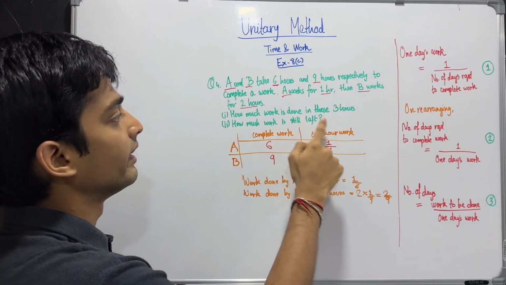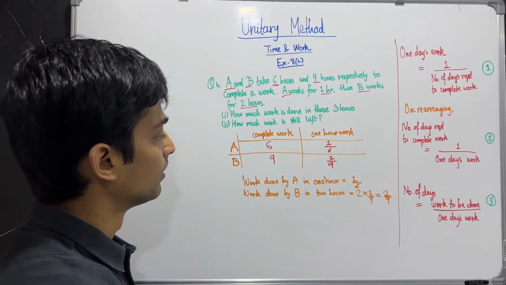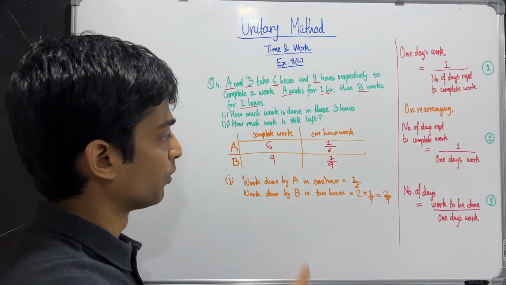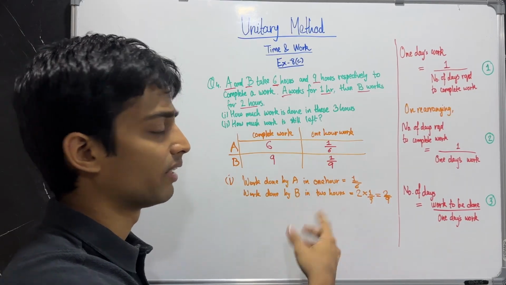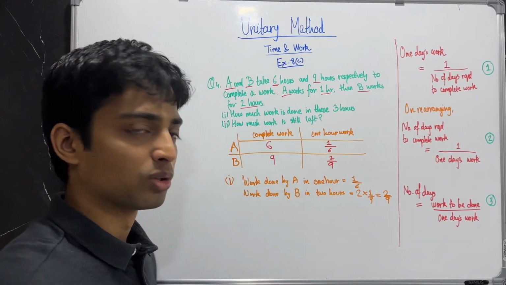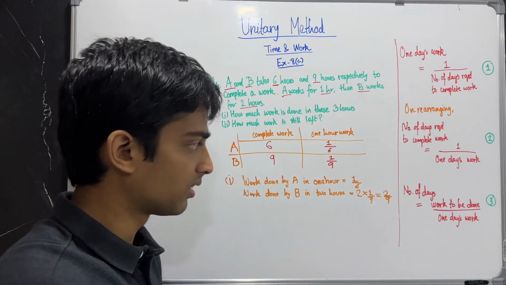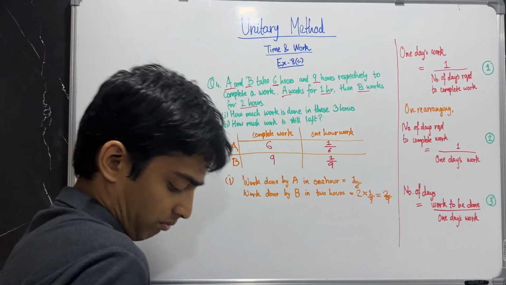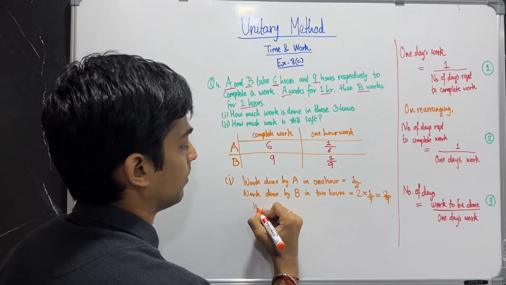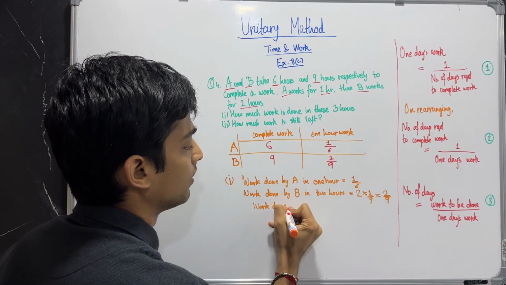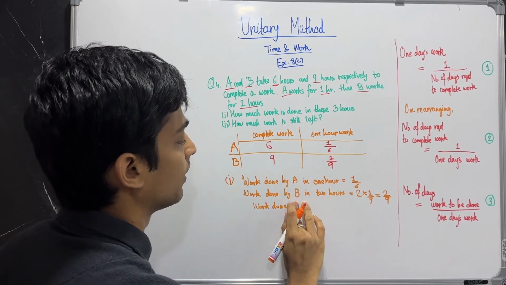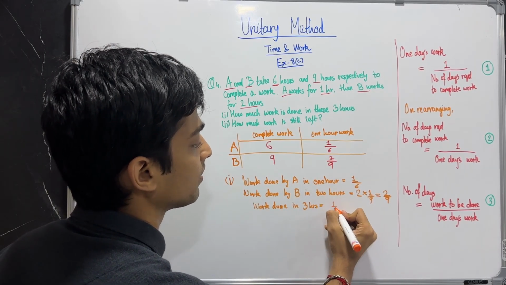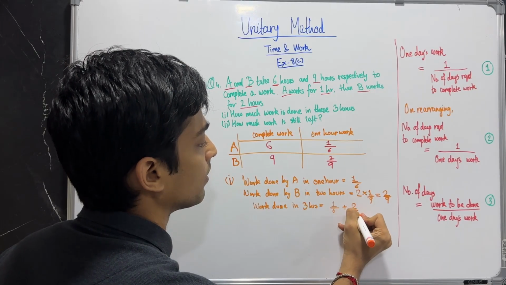Now let's read the question. How much work is done in these 3 hours? We know in the first hour work done is 1 upon 6. In the next 2 hours it is 2 upon 9. So complete work in the 3 hours will be the addition of 1 by 6 and 2 by 9. So we can write work done in 3 hours is equal to 1 upon 6 plus 2 upon 9.